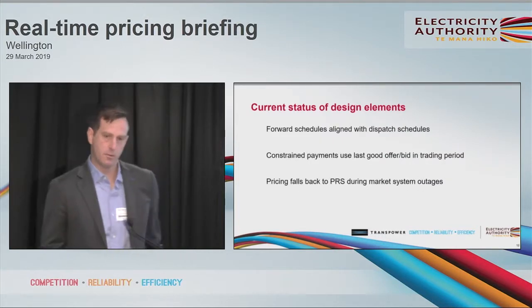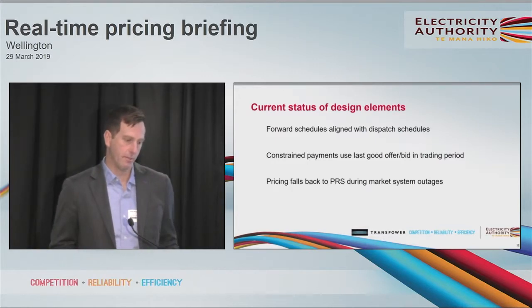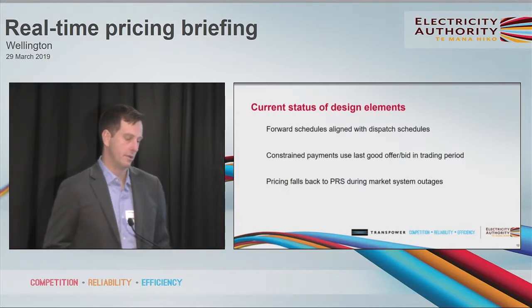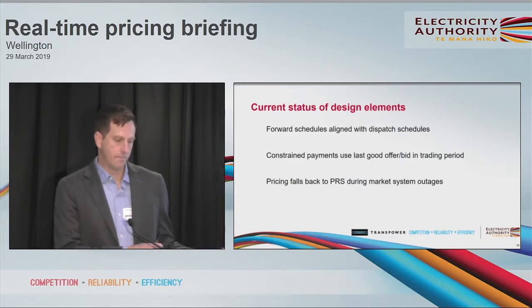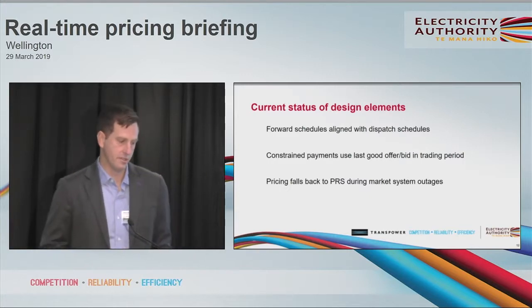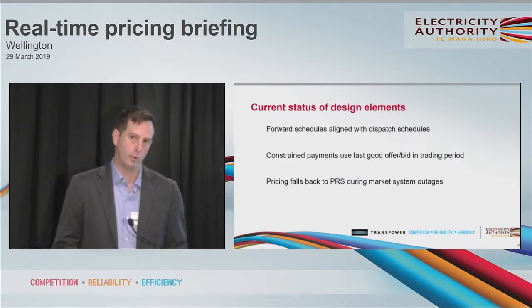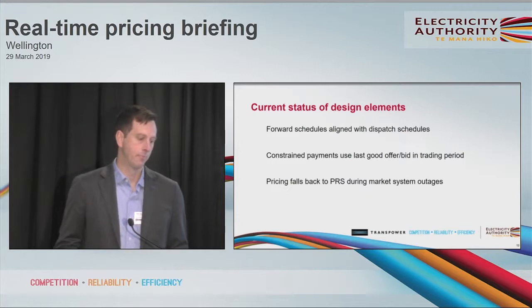So the two forward schedules, the NRS and the PRS, would be aligned with the dispatch schedules, which really just means that all of the arrangements that we're talking about here would also be implemented for those forward schedules, so that if the exact same conditions applied in real time as were indicated in the forward schedules, then you should get the same price outcomes. Although, of course, they will remain based on 30-minute averages, as opposed to dispatch prices, which are those real-time values.